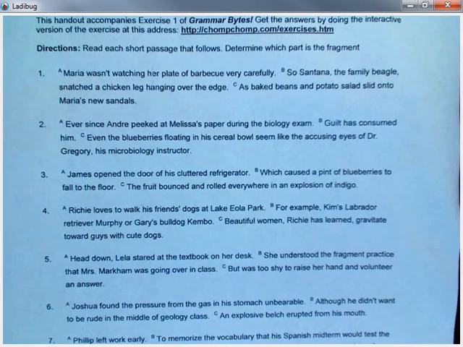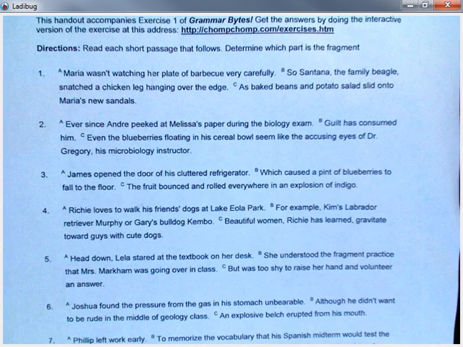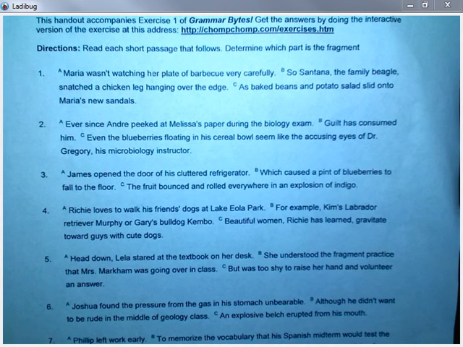So when we do these, what we have to do is kind of go through a checklist. Does it have a verb? Does it have a subject? And is it a complete thought? So, let's go through number one. Maria wasn't watching her plate. Oh, wait. I'm sorry. Maria wasn't washing her plate of barbecue very carefully.